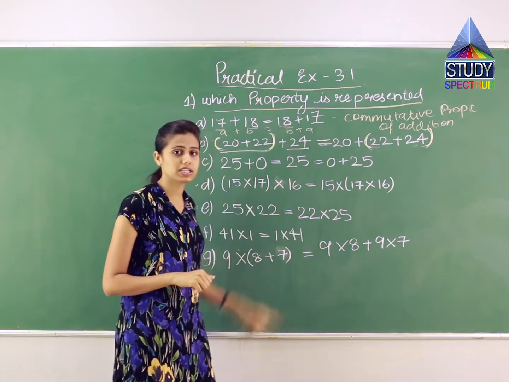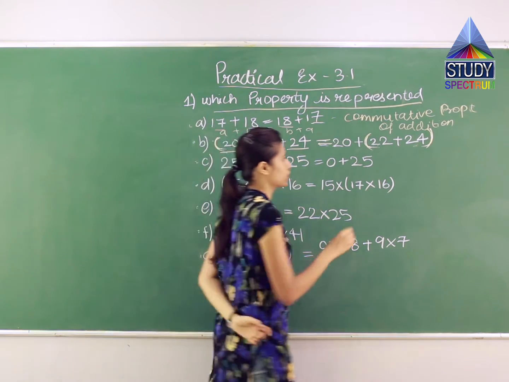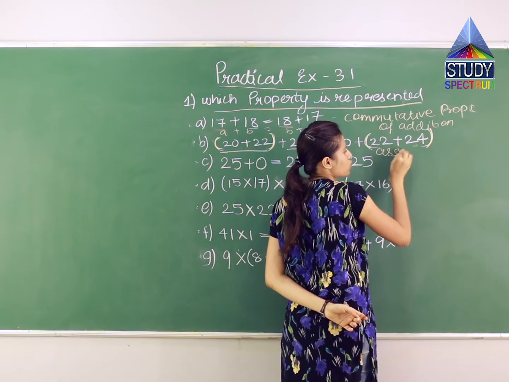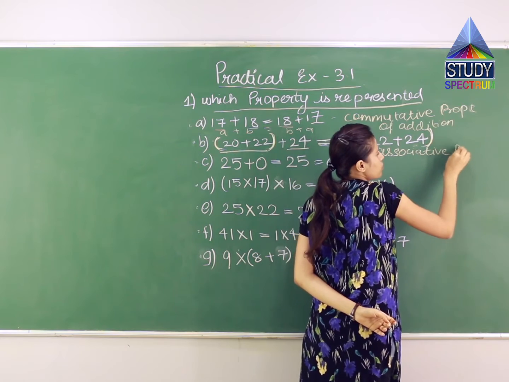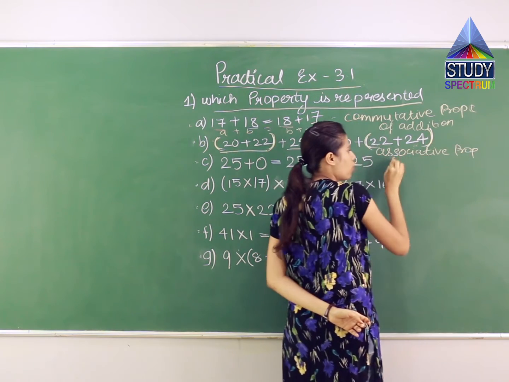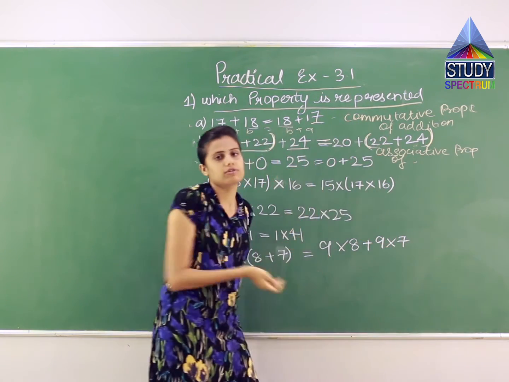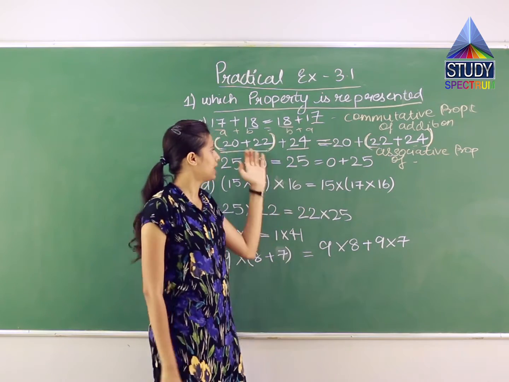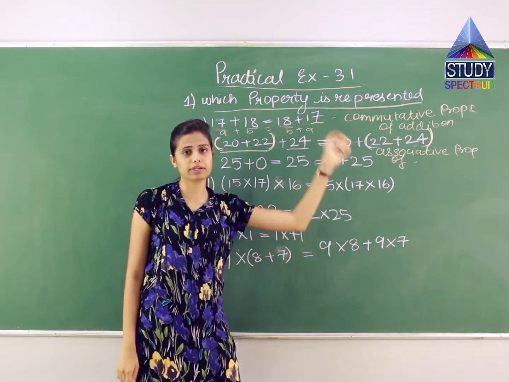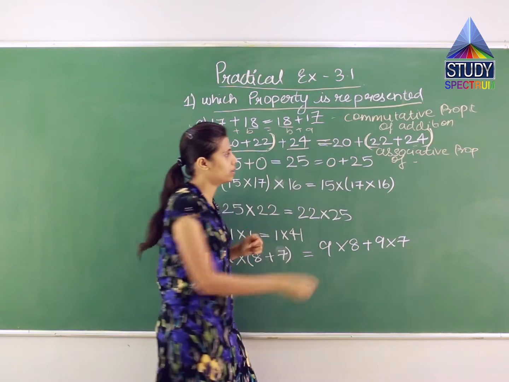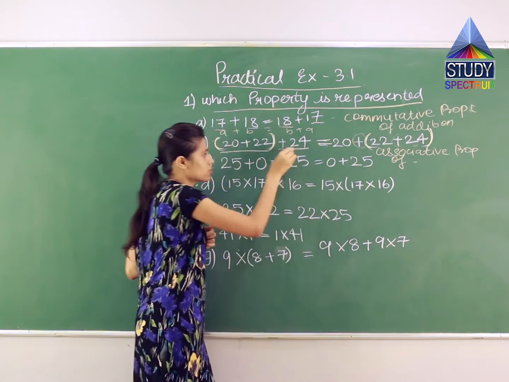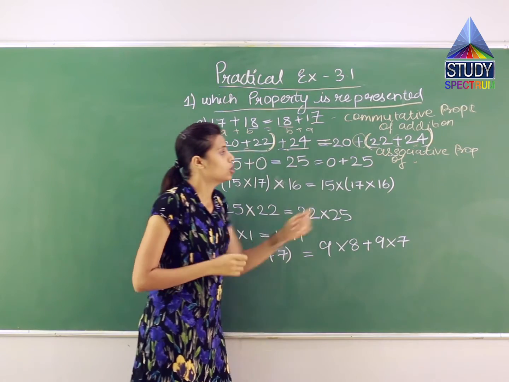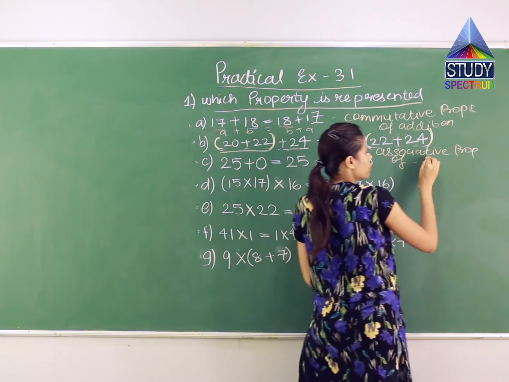Means what? Which property is represented? Associative. So I'll write associative property of what? Multiplication, division, subtraction, addition. Tell me which symbol is there in between them? Addition, right? Look, it is addition over here, addition over here, addition over here and addition over here. So it is associative property of addition.